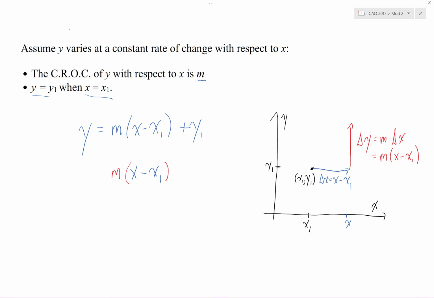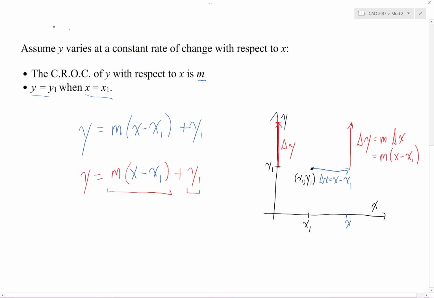Now if we take our change in y, so our change in y is about this much. If we take our change in y and we add it to our initial value of y, we get our new value of y at this new value of x. So when we add the change in y to the initial value of y, we get the new value of y, which tells us that y is equal to m times (x minus x1) plus y1.